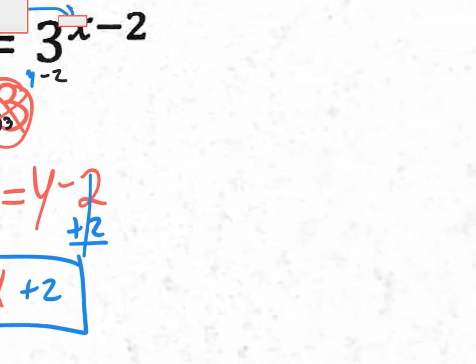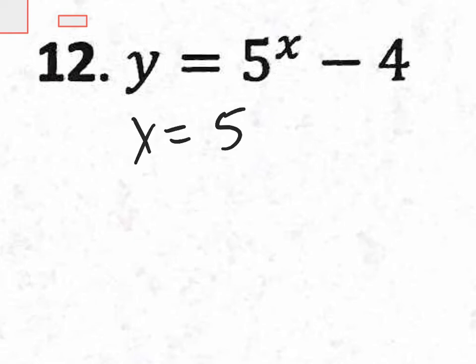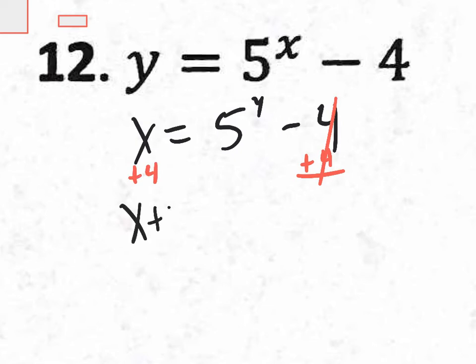Let's move on to number 12. So on this guy, we're going to switch x and y. We're going to have x equals 5 to the y minus 4. And now I need to solve for y, which means get y by itself on the right side of the equal sign. And the easiest thing to get rid of is the minus 4, so do that first. Plus 4, plus 4. You're going to have x plus 4 equals 5 to the y.